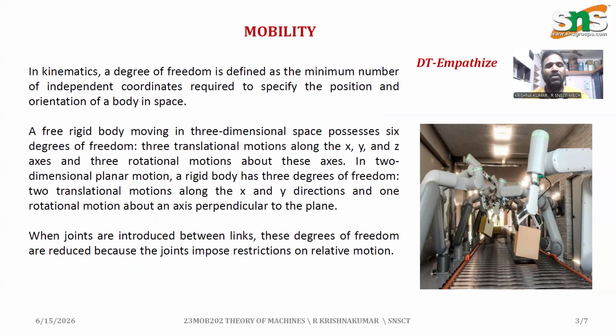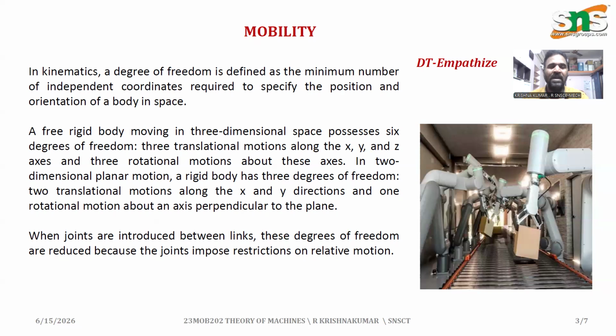A free body moving in three-dimensional space possesses 6 degrees of freedom: three translational motions along the x, y, and z axes and three rotational motions about these axes. In a two-dimensional planar mechanism, a rigid body has 3 degrees of freedom: two translational motions along the x and y directions and one rotational motion about an axis perpendicular to the plane.